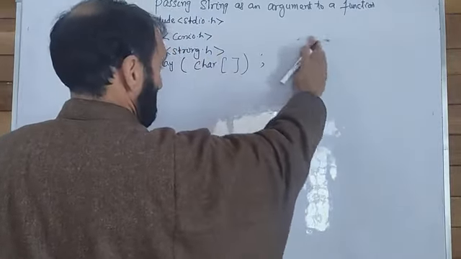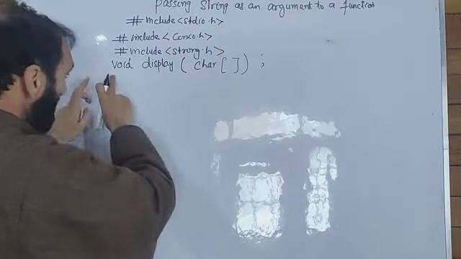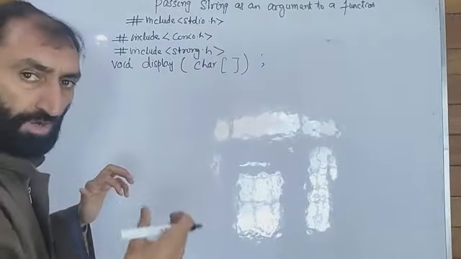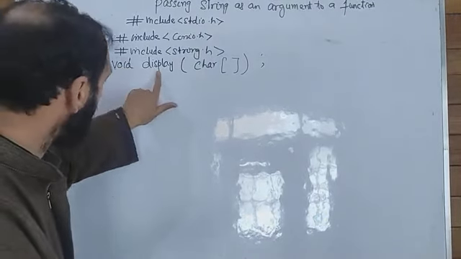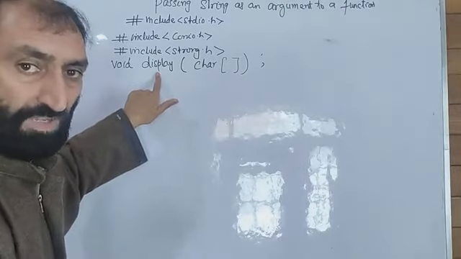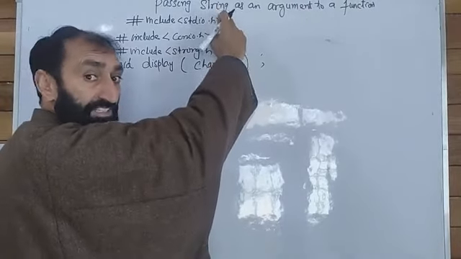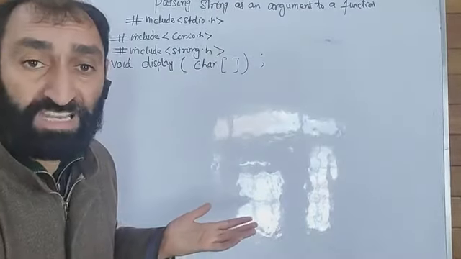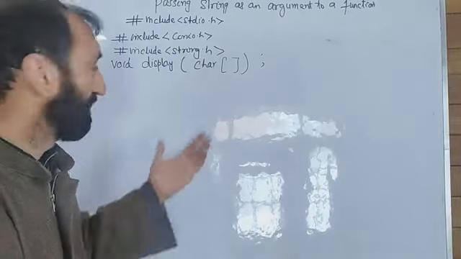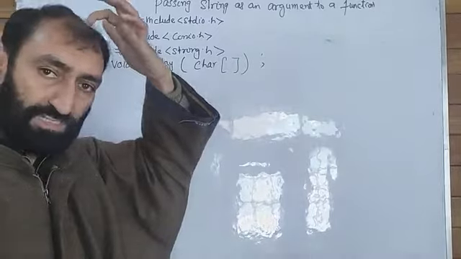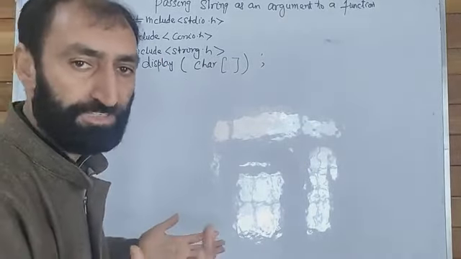So this is the prototype of the function. The called function is returning nothing, the name of the function is display, and the calling function is passing a character array. A character array is actually a string. We know that a string is a character array terminated by the null character. We have already discussed strings in a previous video, and I have already uploaded that video too.